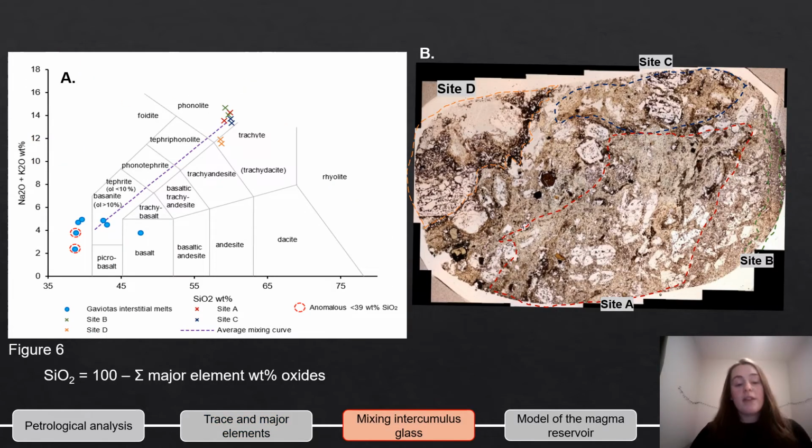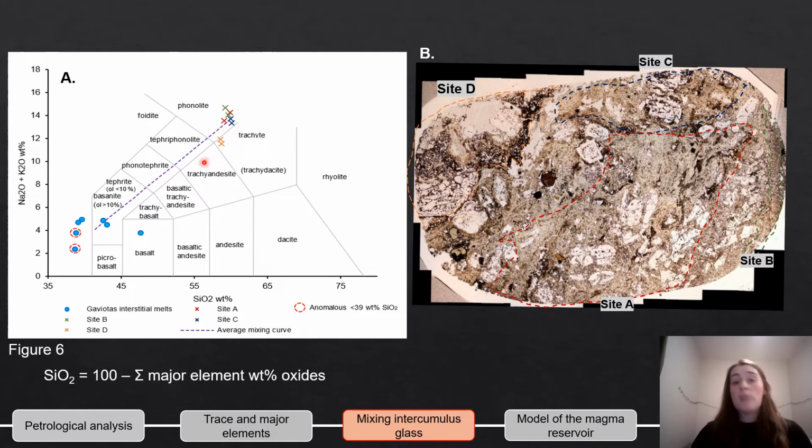One sample from the Gaviotas eruption was noted to have interesting and anomalous intercumulus glass groundmass, with distinct colour changes and swirling patterns within the glass. Analysis of this glass was carried out using an SEM, taking the average composition of 2 regions within each of the 4 sites A, B, C and D, shown in Figure 6b. Sites A, B and C all plot in the phonolite field. However, Site D, the darker glass, plots in the trachyte field.